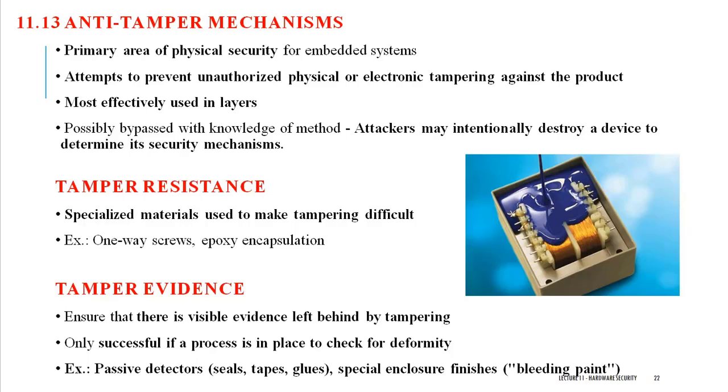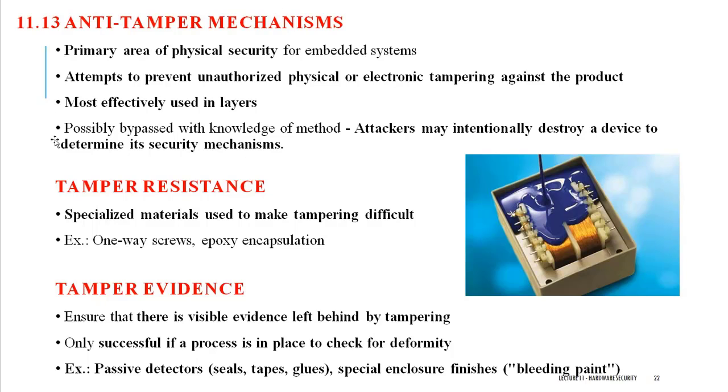You can see here, the primary area of physical security. This is generally physical security for embedded systems. It attempts to prevent unauthorized physical or electronic tampering against the product. It is most effectively used in layers, and can possibly be bypassed by knowledge of the method. Attackers may intentionally destroy a device to determine its security mechanisms.